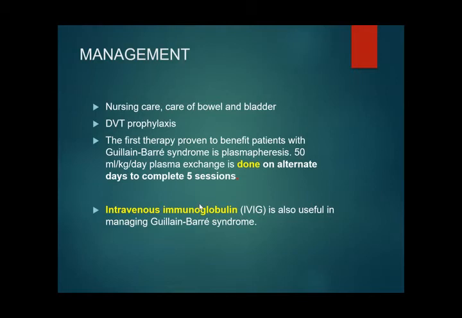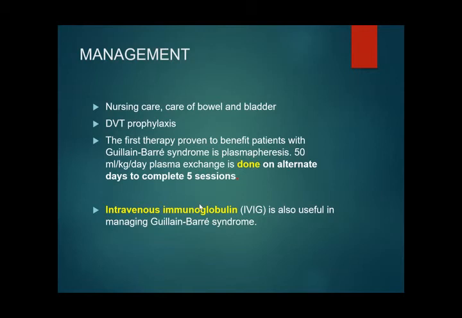IVIG is also useful in managing GBS. The outcome of IVIG and plasmapheresis is the same, and the only difference is that plasmapheresis needs an invasive procedure. It requires a double lumen catheter placement, and then there is the plasma exchange. We do it on alternate days for 5 days, and there are certain complications, like in hemodynamically unstable patients there may be problems, and the double lumen catheter can cause endotoxemia and hospital-acquired infections.